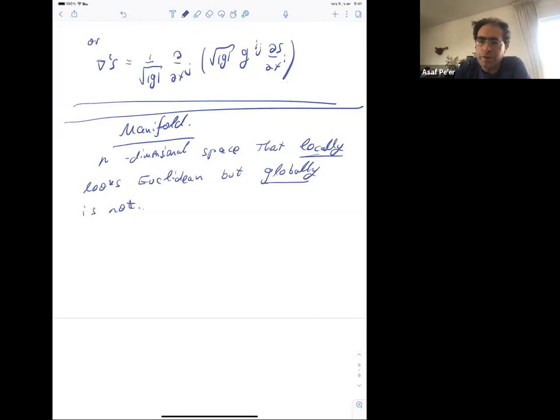To be more precise, what we are interested in is what is called a differential manifold, which is a fundamental concept in math. So what we have is a differential manifold.